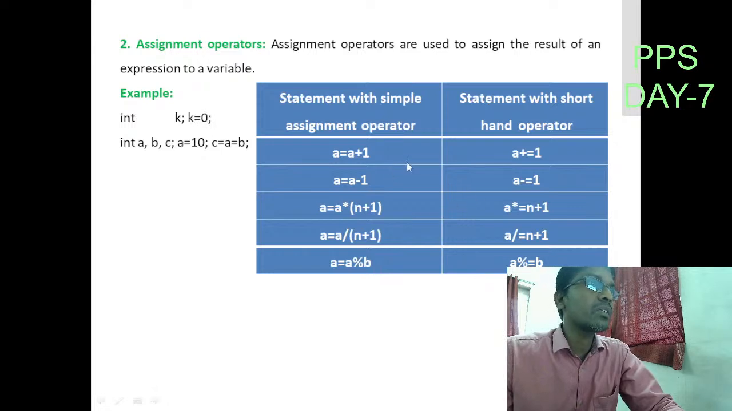Similarly, we already discussed different types of assignment operators, followed by shorthand operators. For example, if the assignment is a is equal to a plus 1, you write this in shorthand as a plus is equal to 1. Similarly, a is equal to a minus 1 is written as a minus is equal to 1. Like that, we have tried assignment operators in the form of shorthand operators.